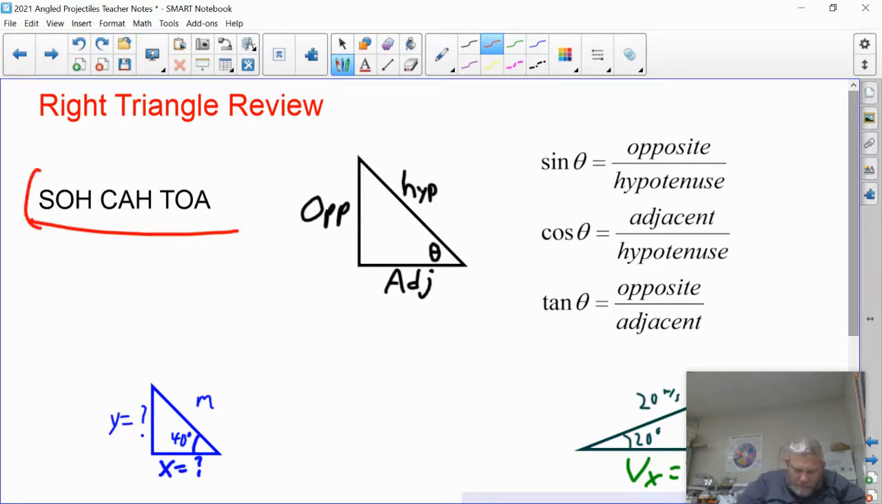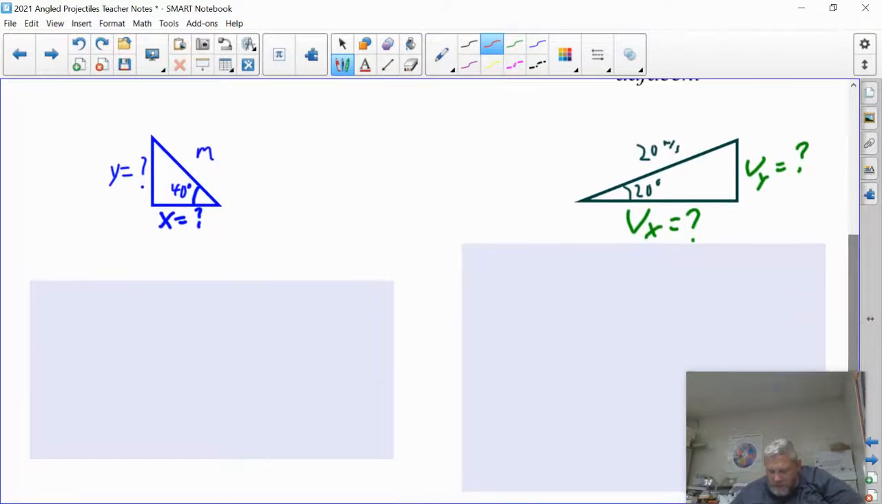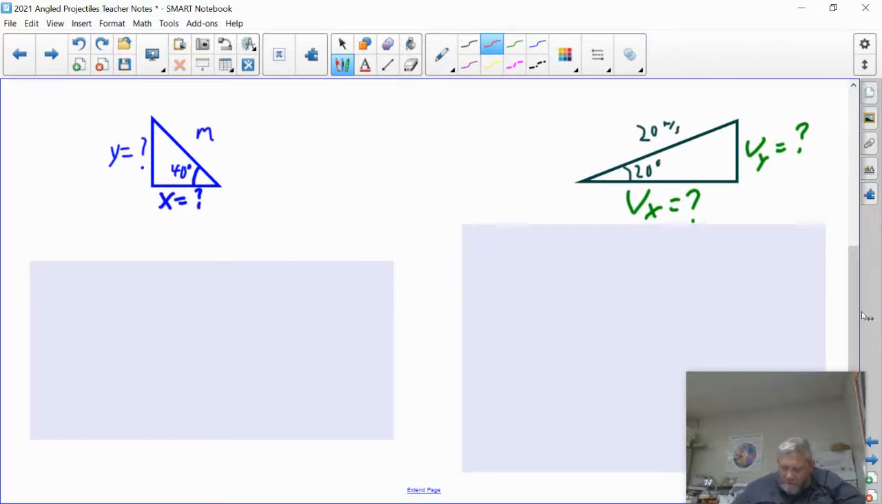We're going to focus on basically SO and CA, and we won't do the TOA as much. So we're going to use sine and cosine here most of the time. Sine of any angle on a right triangle is the opposite side over the hypotenuse, and the cosine of any angle on a right triangle is the adjacent over the hypotenuse. So we're going to look at those two equations. I'm going to slide it down here so we can see this a little bit better.